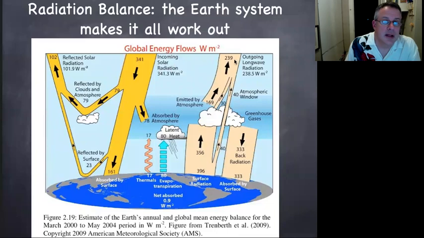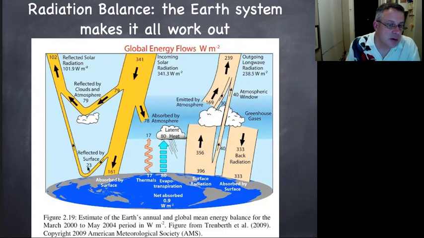And then let's see what's going out. Well, part of it's getting reflected back out. That's the effects of albedo. A big hunk of that is bounced off of the clouds and the atmosphere itself. Never makes it down very far. Never sees the ocean. So 79 watts per meter squared goes right back out.